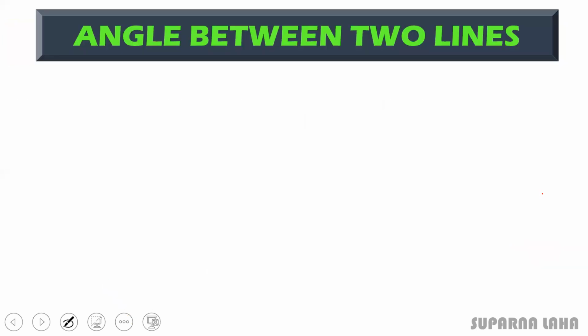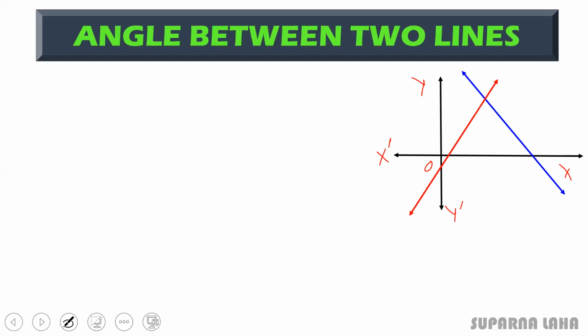Moving to the next. Angle between two lines. X-axis, y-axis. So write it down. This is the origin. This is x dash, y dash. Taking two lines, M and N, whatever name you want to take. So this angle is alpha and this angle is beta.